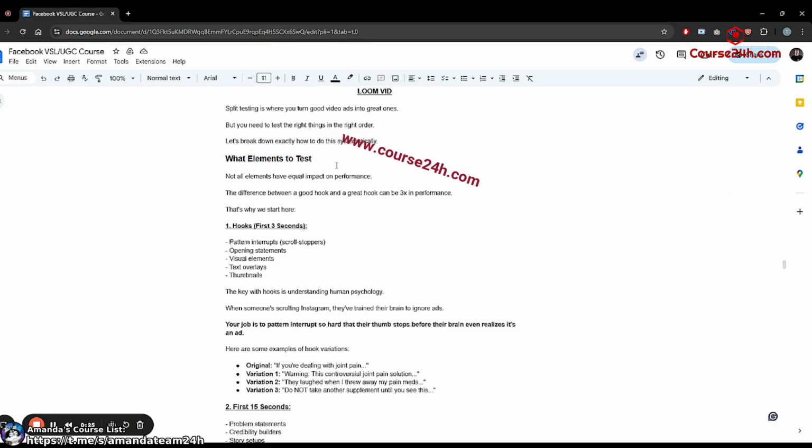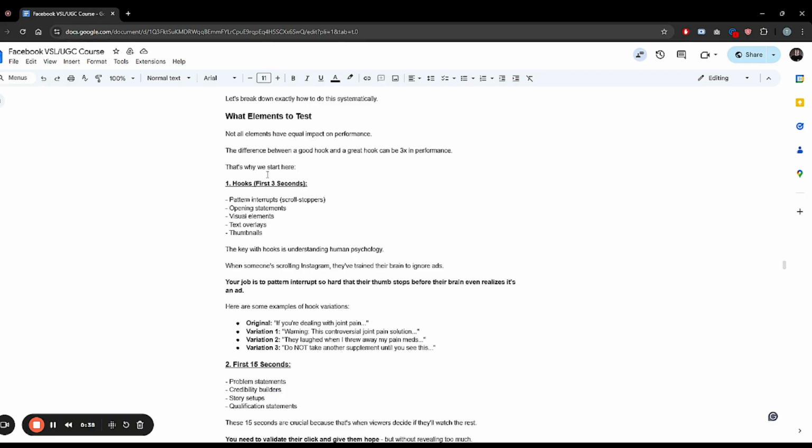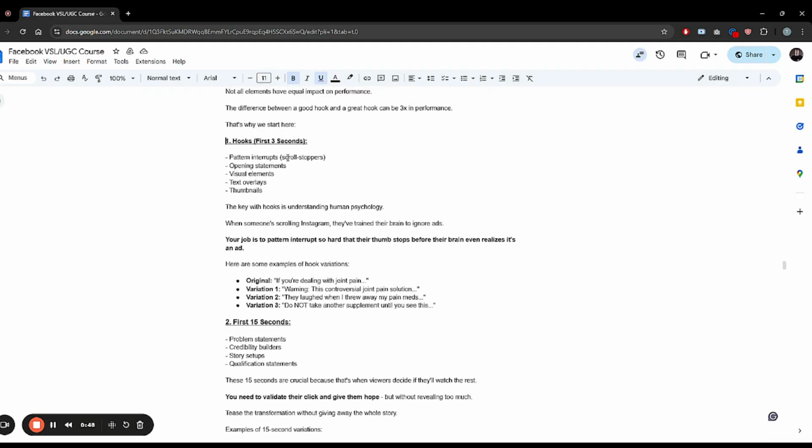First, what elements to test. Not all elements have equal impact on performance. The difference between a good hook and a great hook can be 3 times the performance. That's why we start here. So number one thing to test, we have hooks, the first 3 seconds of your video. You can test pattern interrupts, scroll stoppers, opening statements, visual elements, text overlays, thumbnails.